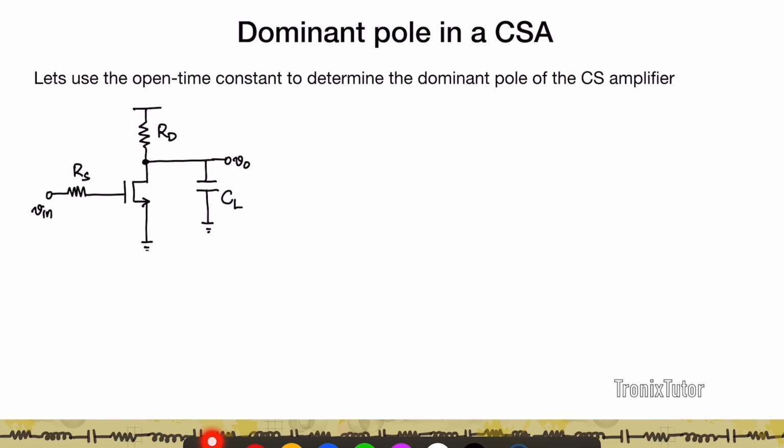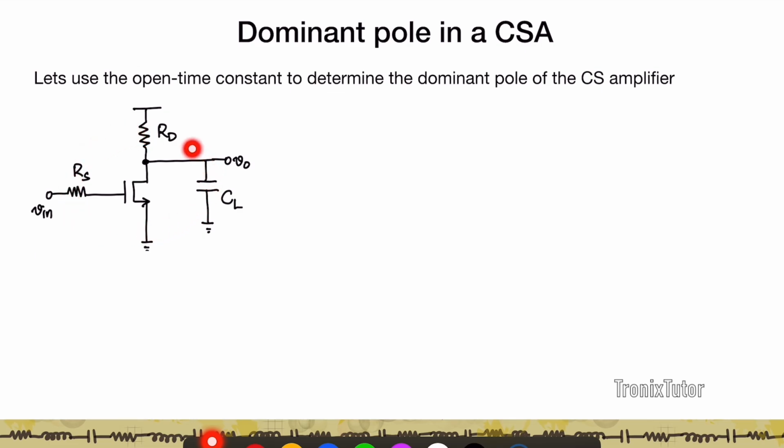Now we've looked at different techniques to find the frequency response of amplifiers. So the dominant pole, I just wanted to cover how do you find the dominant pole in a common source amplifier, right? So let's use the open time constant technique. I mentioned that in the previous video, but I'd like to work it out with you in this video.